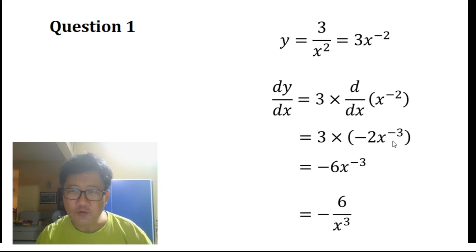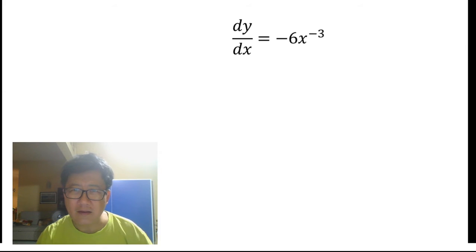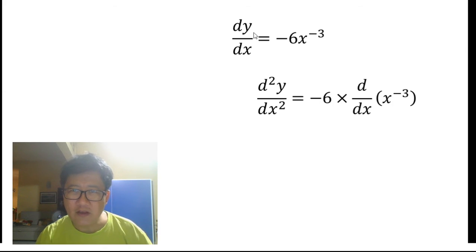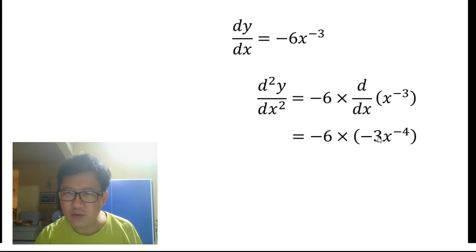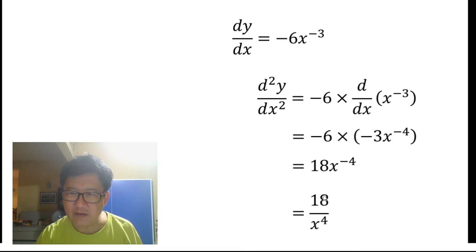Now, not forgetting, we have to do the d squared y dx squared. We have already got a dy dx from the previous section. So what we do here is minus 6 times the differentiation of x to the power minus 3. We retain the minus 6, and when we differentiate x to the power minus 3, we get minus 3x to the power minus 4. And after that, we simplify it. Minus 6 times minus 3 is 18, and you have the x to the power minus 4 here. Of course, we can expand this out to 18 over x to the power 4.